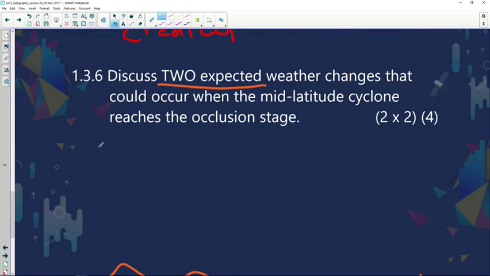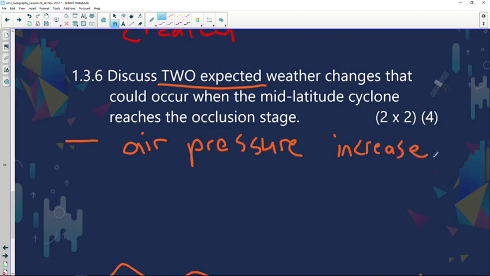let's quickly write down. The air pressure will immediately increase, the temperature will decrease because all the warm air has been uplifted. So the only temperature that's left is the cold temperature from the cold front.